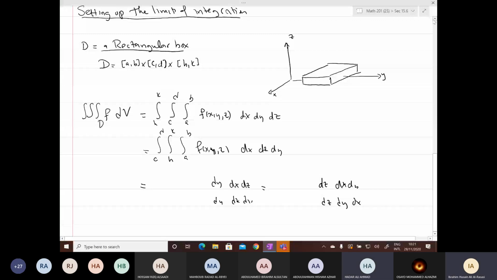We did not talk about volume now. We did not talk about any volume. Here, this is a solid. I am integrating over a solid, and how to set up the limits of integration. We did not say anything about volumes. Okay.